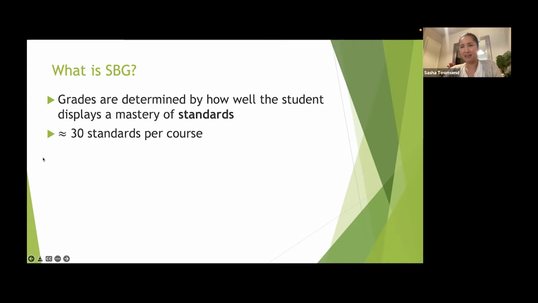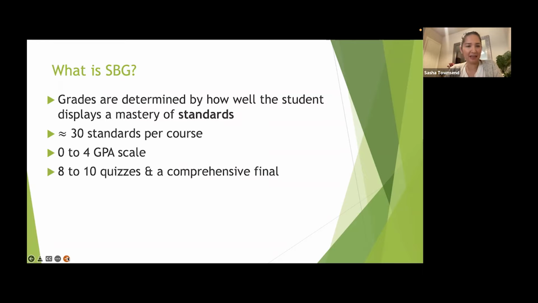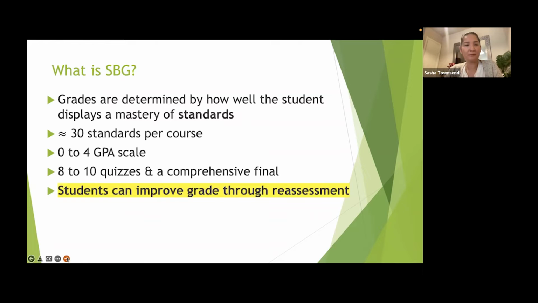And rather than giving grades on each quiz, I give them grades on individual standards for those 30 standards per course. Each standard is graded on a 4.0 scale. 4 is an A, 3 is a B, 2 is a C, 1 is a D, 0 is an F. If the students understand a GPA scale, they're okay. Sometimes they struggle a little bit. If they get a 3 out of 4, sometimes they'll think they got a 75%, and you have to remind them 3 is a B in this class. But every standard is graded on that 4.0 scale, and can be interpreted as a GPA is interpreted. Those standards are covered in 8 to 10 quizzes and a comprehensive final.